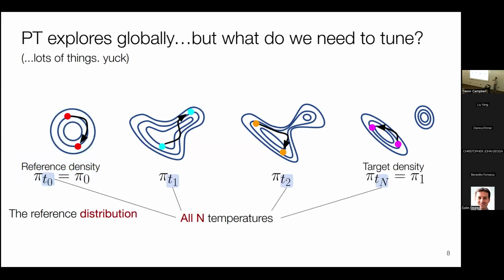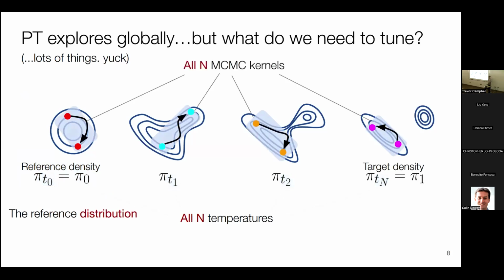all the temperatures. As it turns out, those are also really important, and you cannot just do them arbitrarily. And finally, we need to pick all of these MCMC kernels. For anyone in the audience who has spent time tuning one MCMC kernel, you know how bad of an idea that is, right? That's scary. So we need methods to handle all this stuff if we want PT to be feasible.